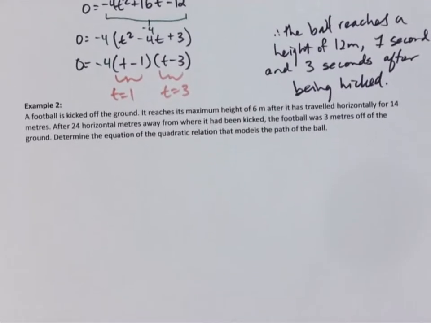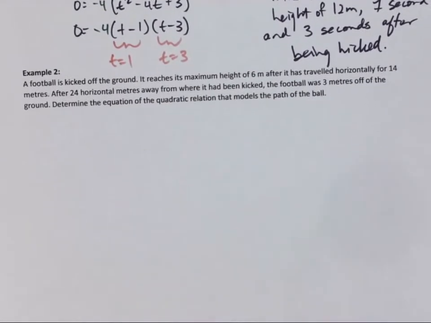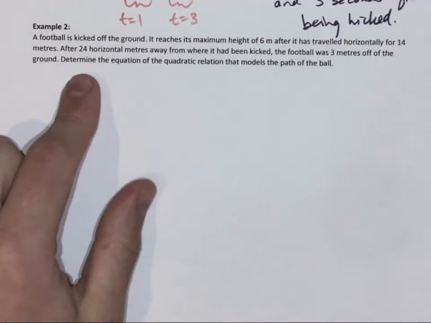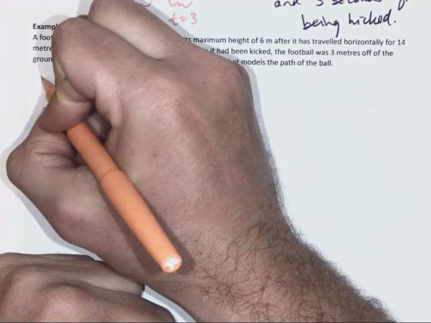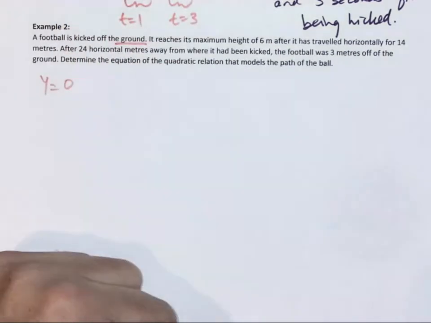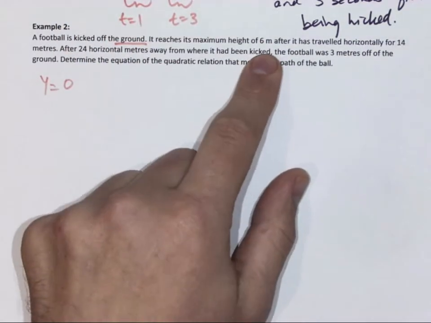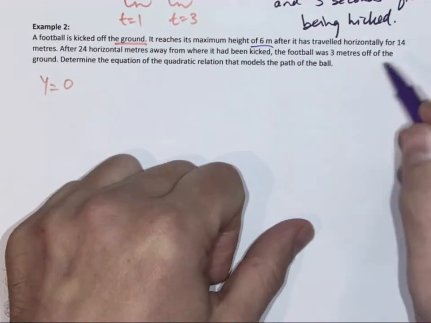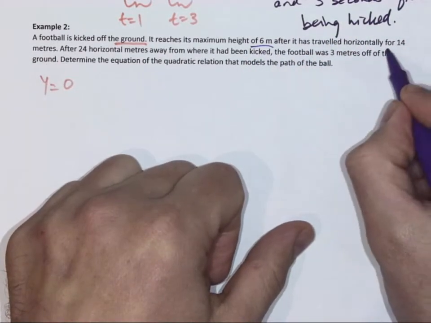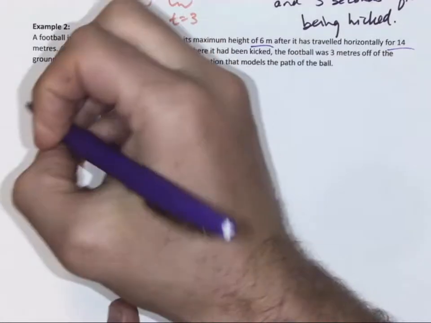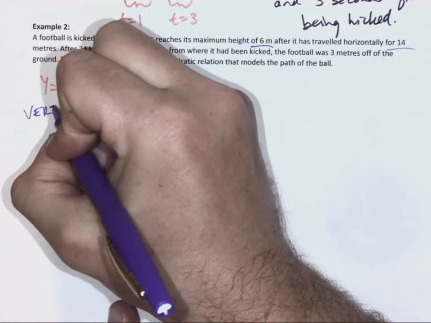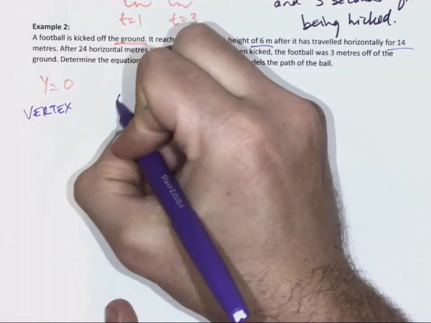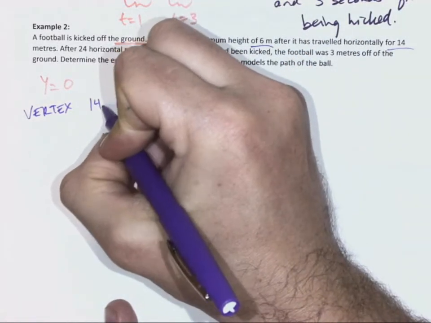Okay. Example 2. A football is kicked off the ground. Off the ground. There's our y-intercept. It reaches a maximum height of 6 meters after it has traveled horizontally for 14 meters. That information is our vertex. Our vertex is a height of 6 after 14 meters.